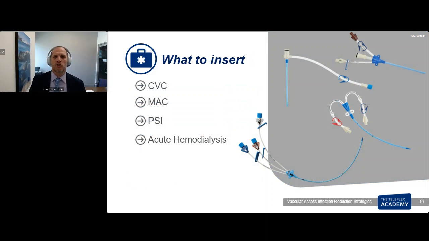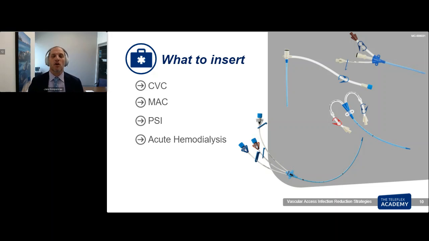So what kind of catheter should we insert? There are CVCs, central venous catheters, which we refer to as our triple lumen catheter, single lumen, double lumen, there's quad lumens. The MAC catheter, the multi-access lumen catheter, which can be great for resuscitation. The PSI, or percutaneous sheath introducer, also commonly called a Cordis by people, although Cordis is a trade name. And then the acute hemodialysis catheter. So these are all really important.